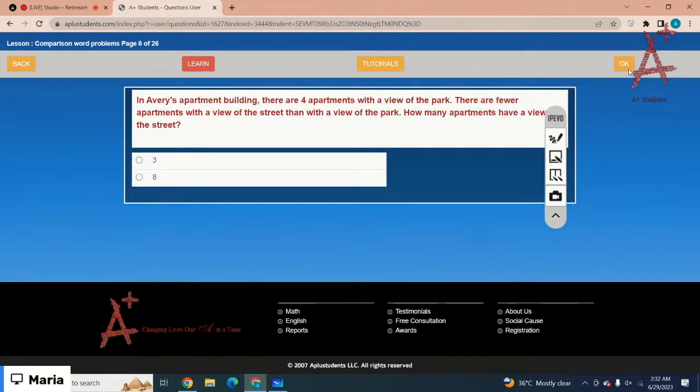In every apartment building, there are 4 apartments with a view of the park. There are fewer apartments with a view of the street than with a view of the park. How many apartments have a view of the street? So which option is the correct one?